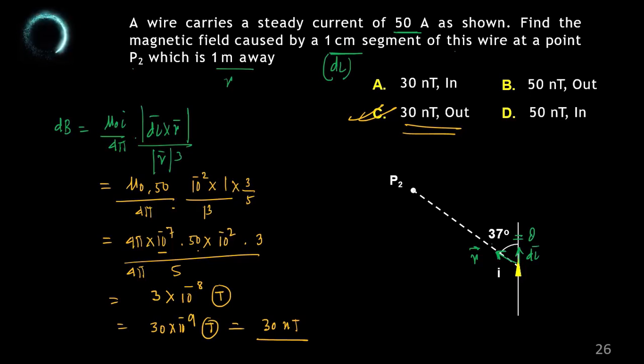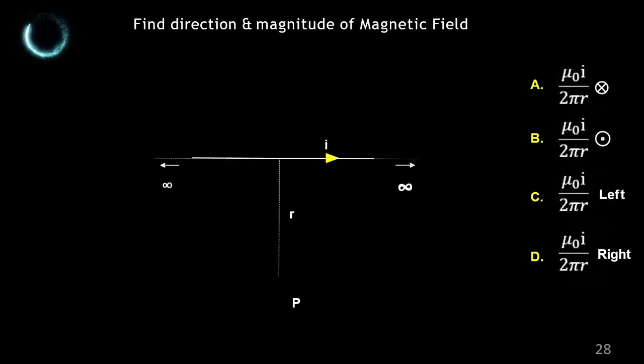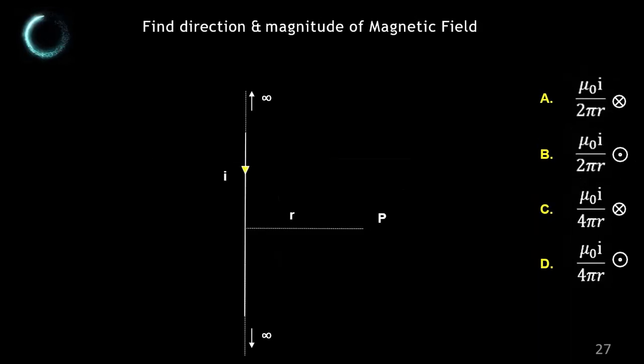I am not using any kind of formula because in order to apply the formula, both the angles theta 1 and theta 2 should be known to you. But instead of theta 1 and theta 2, in this question the dl is directly given. So for that element you want to calculate the dB, not for the entire wire. So this is the situation of the direction of the magnetic field at point P.